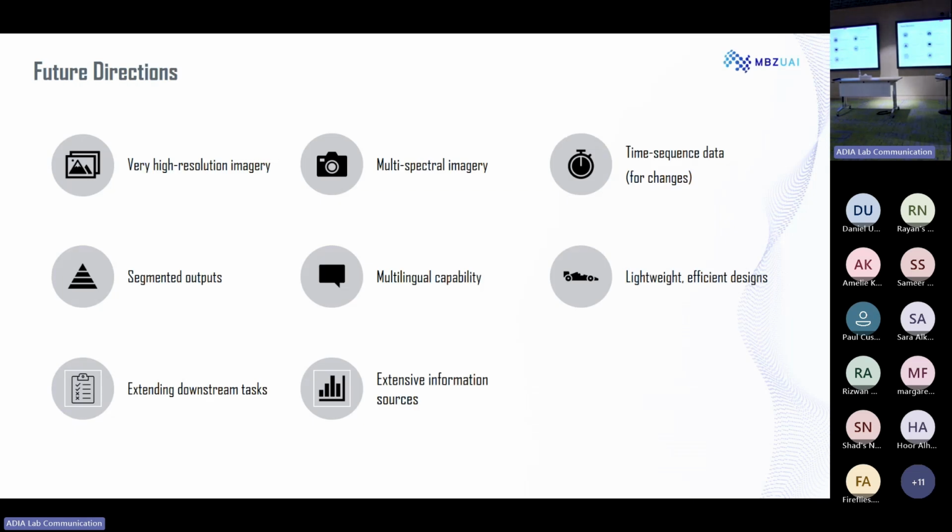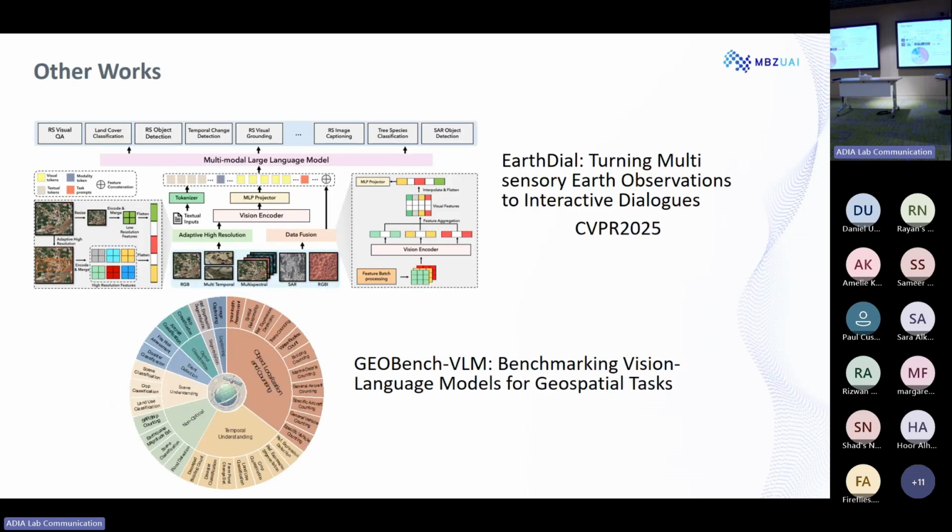So I will quickly talk about future directions after this GeoChat work. In GeoChat, we were only working on RGB images, but as I said at the start, in remote sensing we have time series datasets, multispectral datasets, and so on. Also, in remote sensing, the segmentation task is really important. So the future direction could be in this direction, and we also have a recent work that got accepted at CVPR 2025, which is an extension of this GeoChat. In GeoChat we only had RGB images.